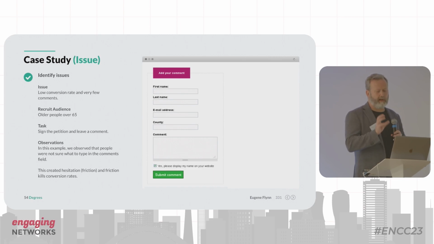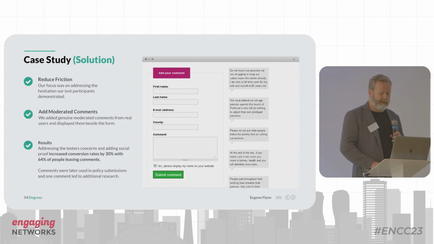This was a petition targeted at older people to convince the government not to cut the state pension during budget time, and they decided to cut it. So the issue was that the conversion rate was lower than expected. Nobody was filling out this comment field. So we sat down with some older people and we asked them to go through it, and our observations were that the friction was created because a lot of them didn't know what they were supposed to do, what the comment was, right? We didn't suggest that.